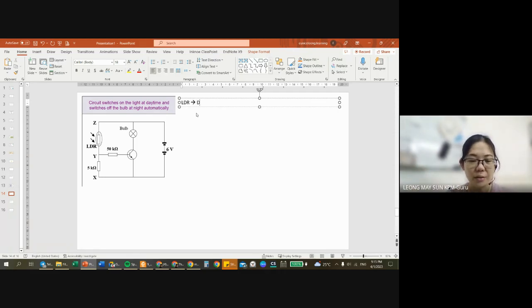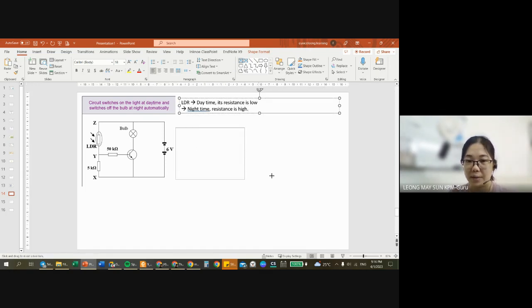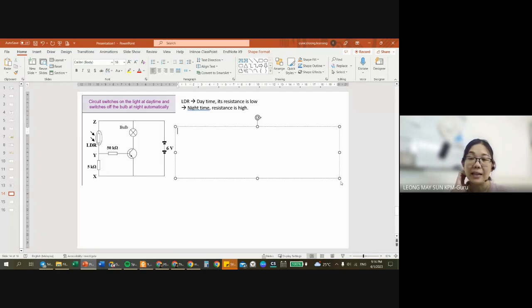So LDR during daytime, its resistance is low. Then at night time, the LDR resistance is high. That is one thing that we have to keep on reminding ourselves. Light dependent resistor: daytime, low resistance; nighttime, high resistance. Or high intensity of light, low resistance; low intensity of light, high resistance.